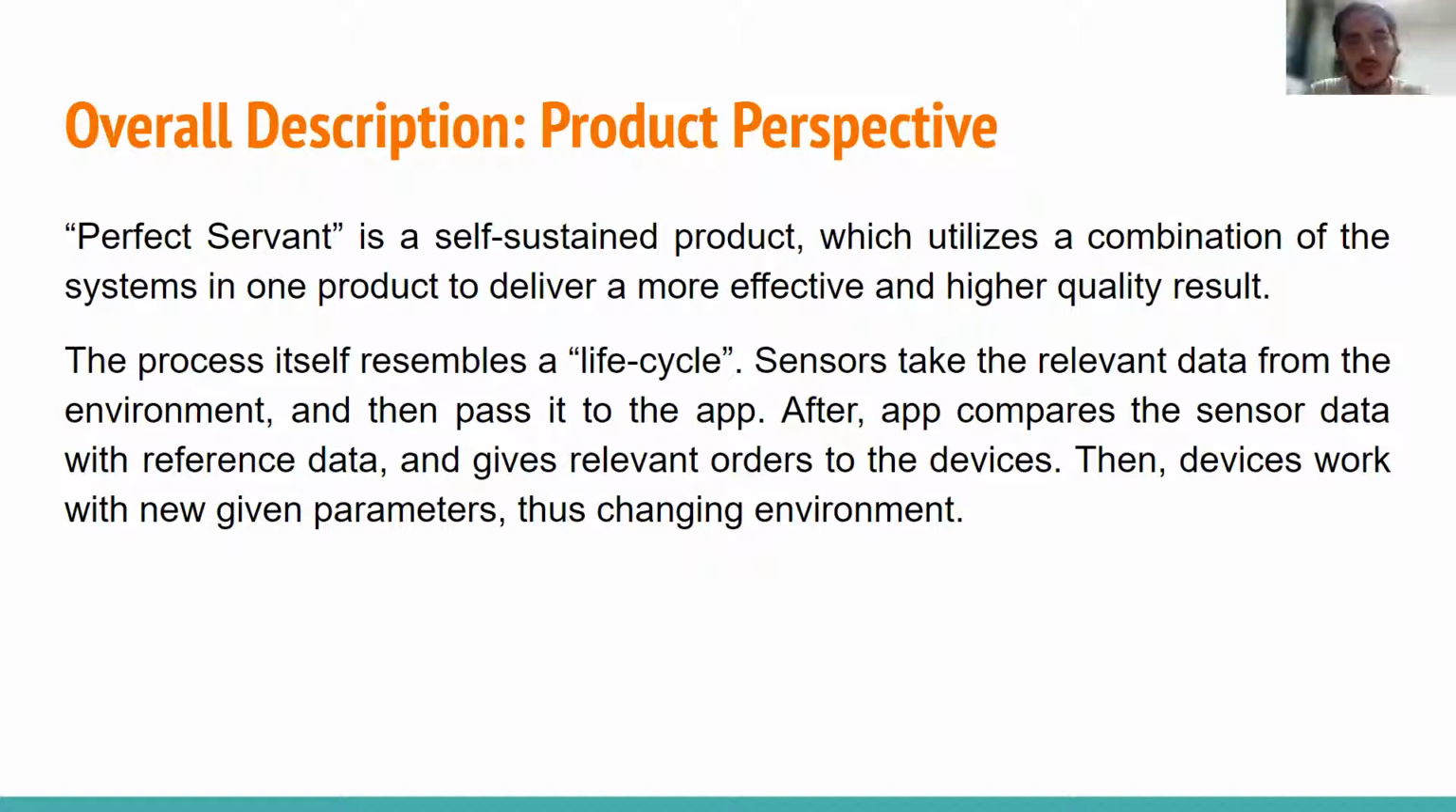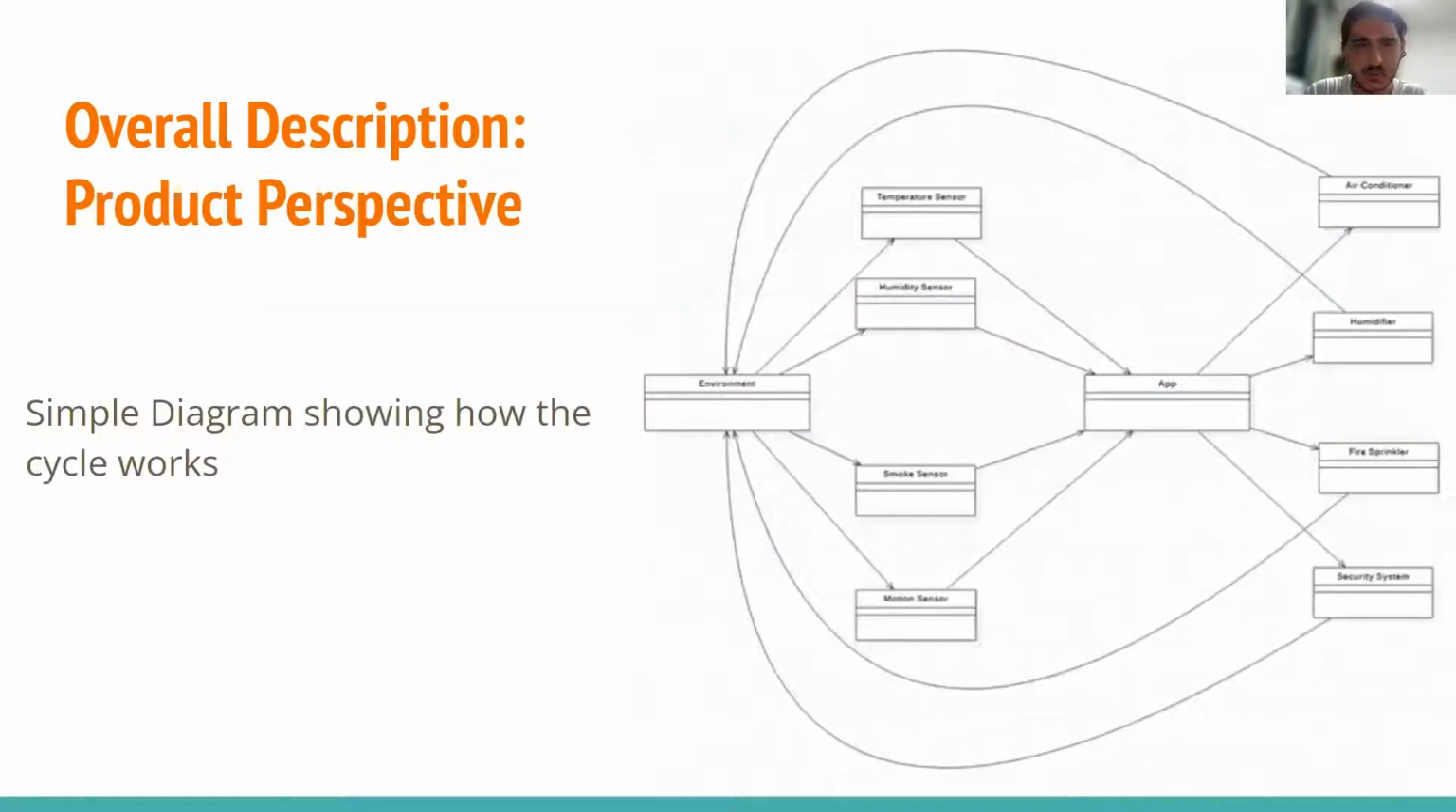So the perfect servant is a self-sustained product which uses a combination of the systems in one product. And the process itself resembles a life cycle. So the sensors take the data from the environment and pass it to the app. The app passes the required data to the devices, and devices change the environment. So that is how the cycle works. And you can see the diagram of the cycle here. So this is mainly what I just said.